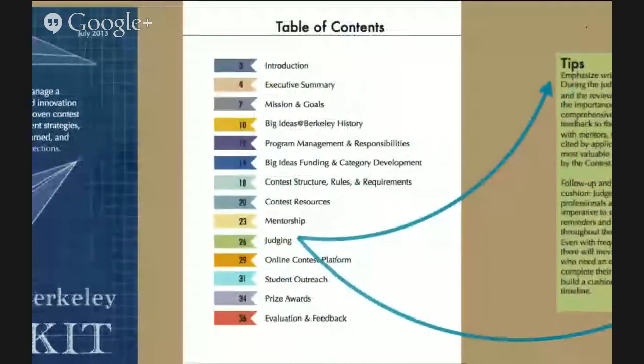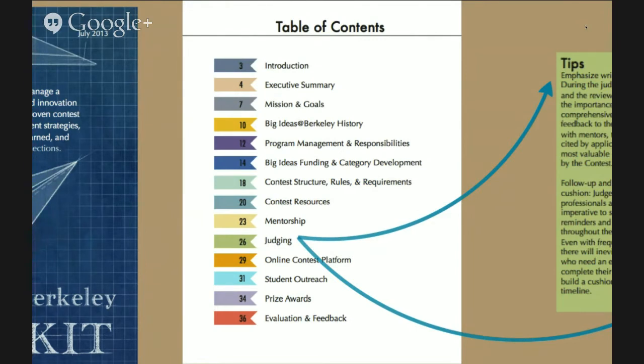So the toolkit consists of several chapters. It starts with an introduction and an executive summary that highlights some of our conclusions. And then it goes into chapter by chapter the various components and structures that are in place for the Big Ideas competition. It covers things like the program management of Big Ideas, the staff we have on board to help us manage this academic year-long competition, the roles of each person.